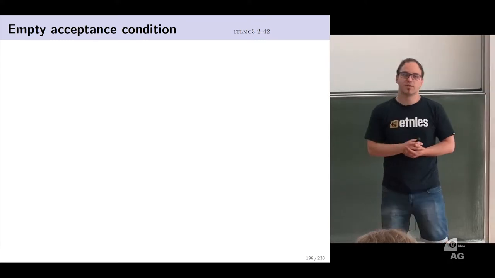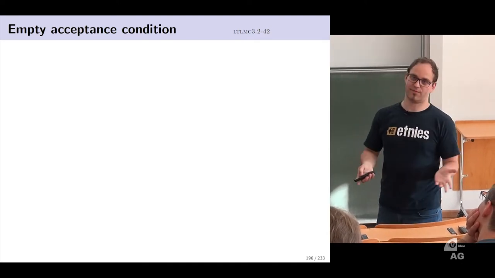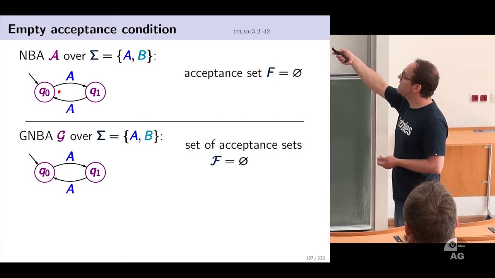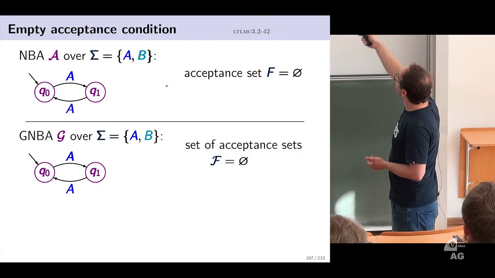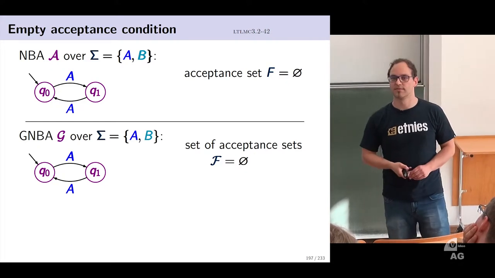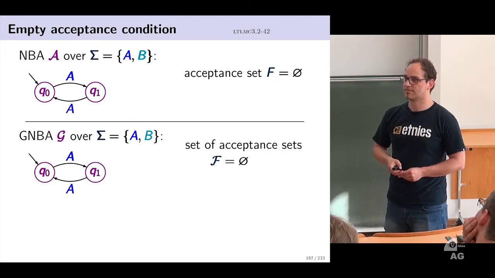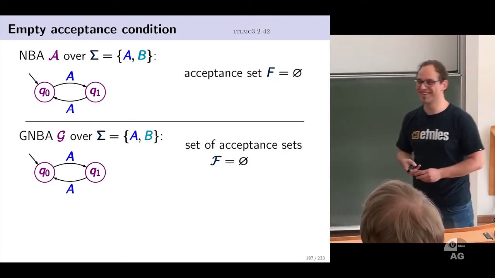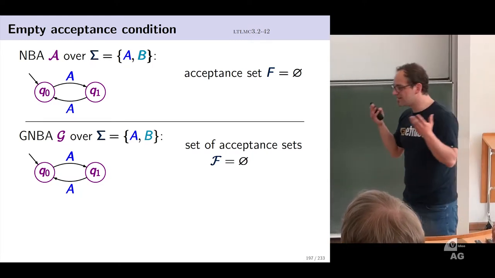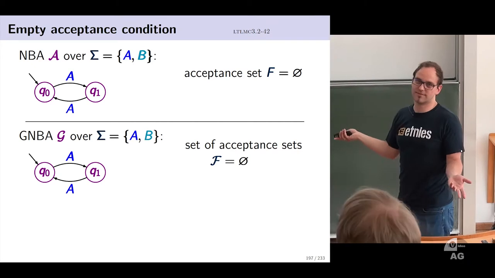Because that confuses people quite a bit, let's talk about what happens if the acceptance condition is empty for Büchi automata. Now let's look at the same automaton once as an NBA and once as a GNBA. Suppose the NBA has no accepting states. What's the language that it recognizes? It's a stupid question, I know. It's empty, exactly. Because the definition says you need to see an accepting state infinitely often, but there is none.